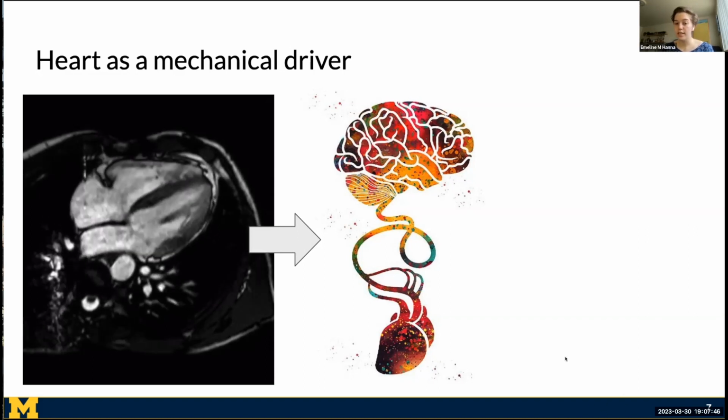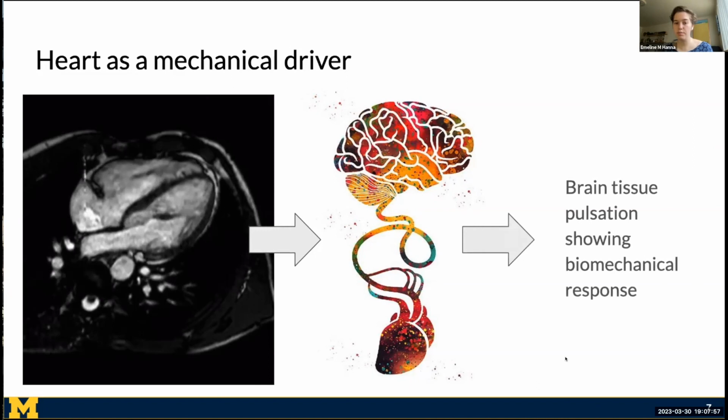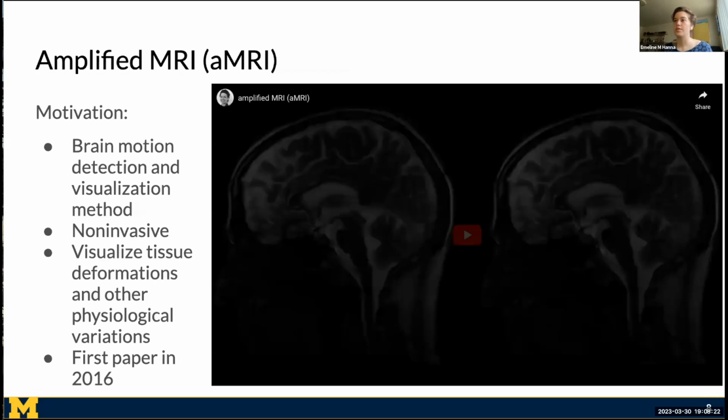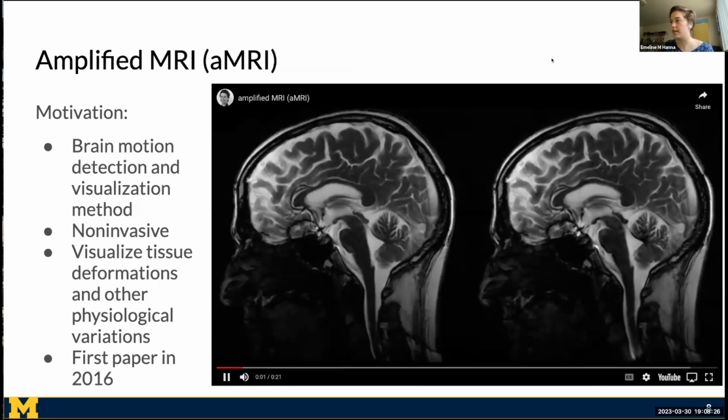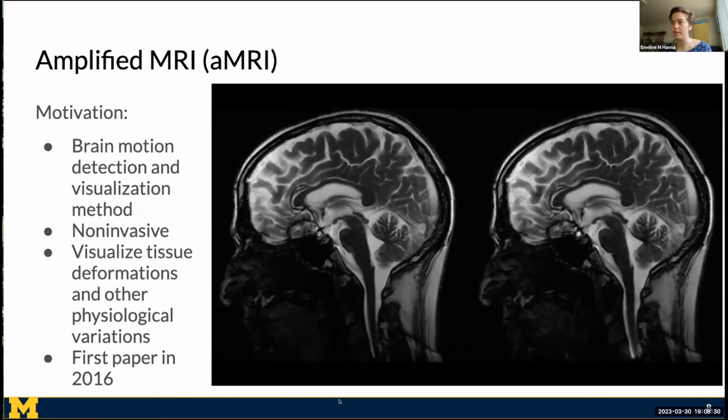And so if you look at the brain motion during the cardiac cycle, you can see this biomechanical response of the brain. So we'll see tissue pulsation, and this could have important applications. And the amplified part of amplified MRI is looking at these brain movements from cardiac motion and amplifying them enough so a human can see them visually. So here is an example. The image on the left is a normal MRI scan, and then the image on the right is an amplified MRI.